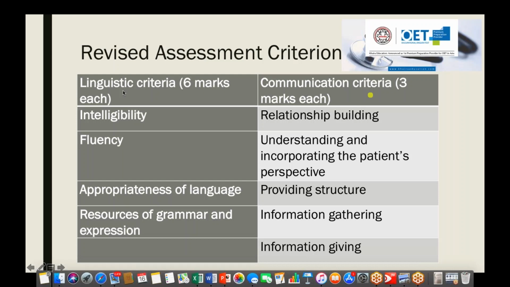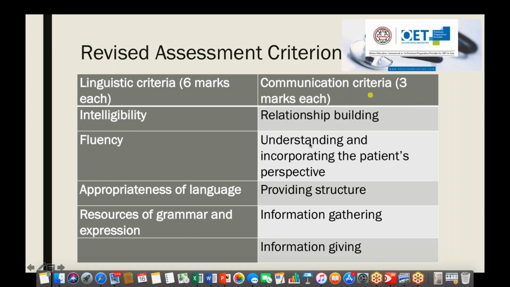What you see on the left-hand column is the revised linguistic criteria. From the present assessment criteria, one of the parameters, which is overall task fulfillment, has been taken out. The linguistic criteria that will come into effect from September 2018 would have 4 parameters: intelligibility, fluency, appropriateness of language, and resources of grammar and expression. And all of these would be on 6 marks each.